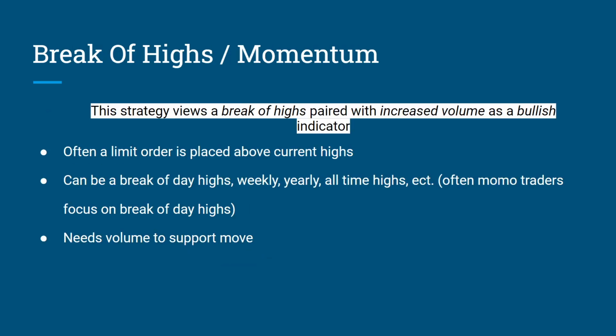So the break of highs or momentum strategy views a break of highs paired with increased volume as a bullish indicator. Often a limit order is placed above the current highs. This can be a break of day highs, weekly, yearly, or all-time highs, but often momentum traders are focused on a break of day highs. This will need volume to support its move.